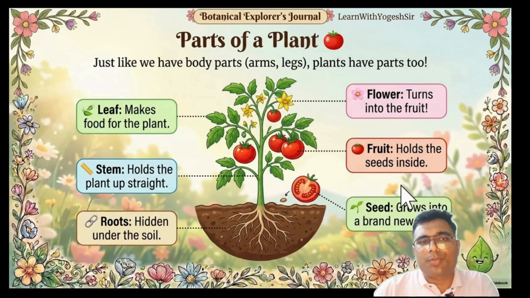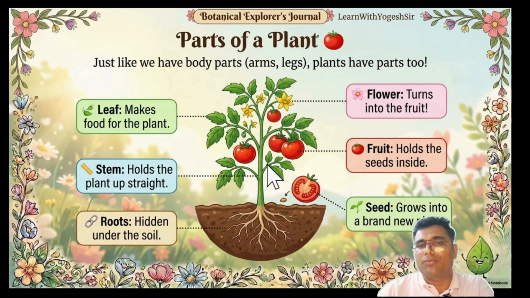Next are the parts of a plant. There are different parts of a plant, like we humans have different body parts. In the same way, plants also have parts. Starting from the roots. Roots are under the soil, in the ground. They are hidden under the soil. Above this is the stem that holds the plant up straight, and then the leaf makes food for the plant. Leaves are very important for any plant because they provide food.